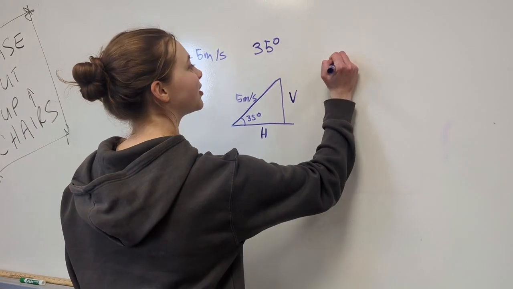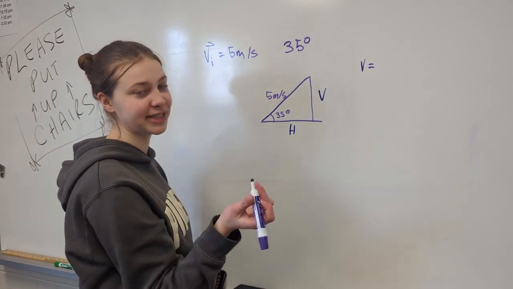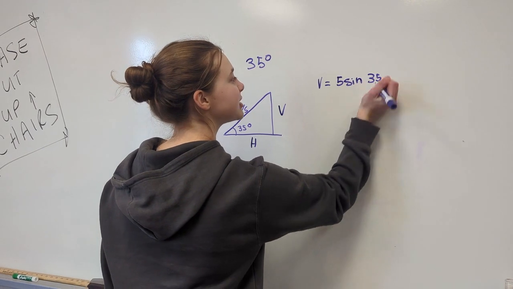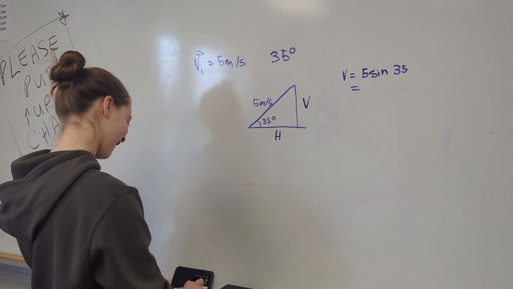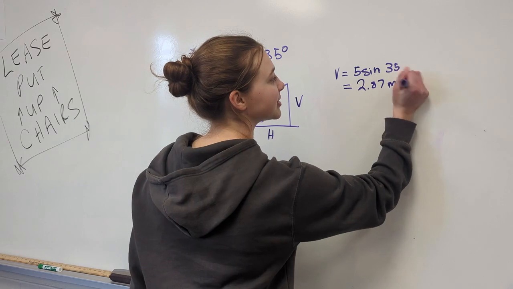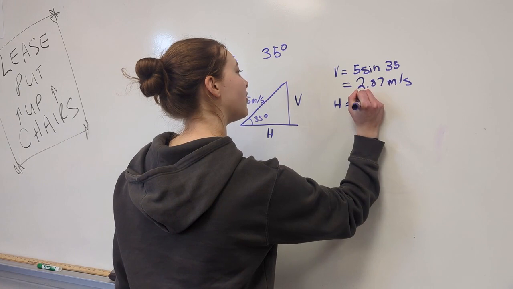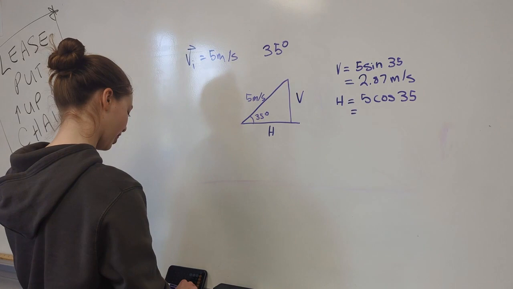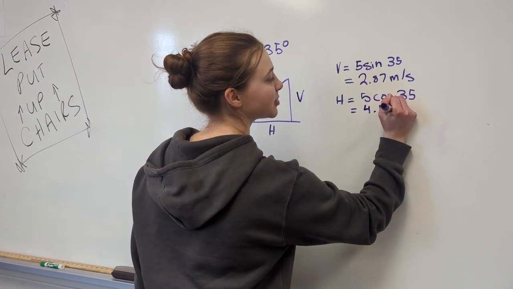To find the vertical component, we are going to do the opposite over the hypotenuse, so we'll need sine. 5 sine of 35 degrees is going to equal, using our calculators, 2.87 meters per second. We can also find the horizontal velocity, which is going to be 5 cos 35, and that is going to be 4.1 meters per second.